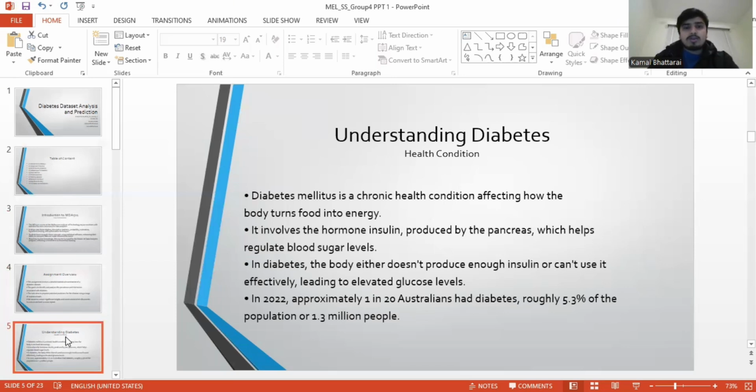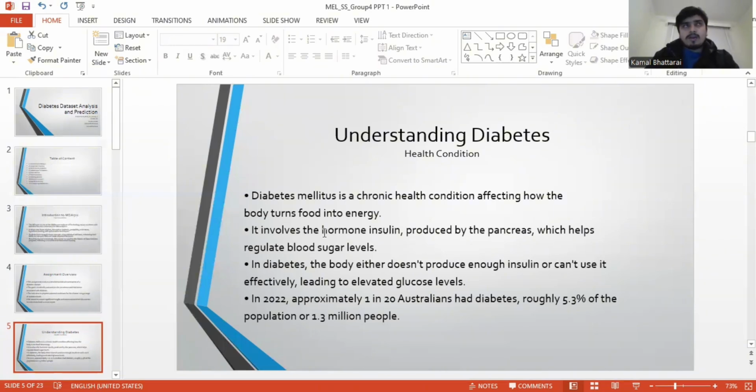Diabetes is a chronic health condition affecting how the body turns food into energy. Basically, we consume different foods that are converted into energy, and when the body malfunctions or is unable to generate certain energy, we call it diabetes. It involves the hormone insulin, produced by the pancreas, which helps to regulate the blood sugar level.